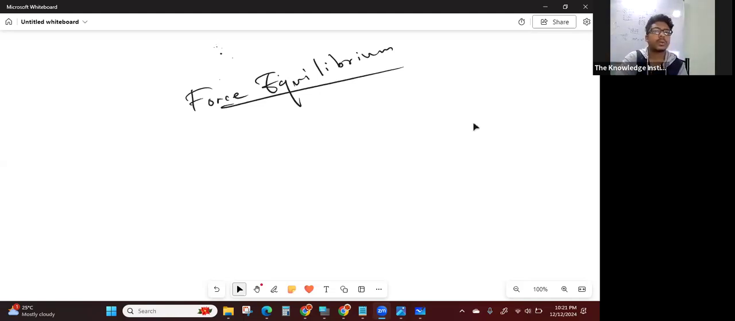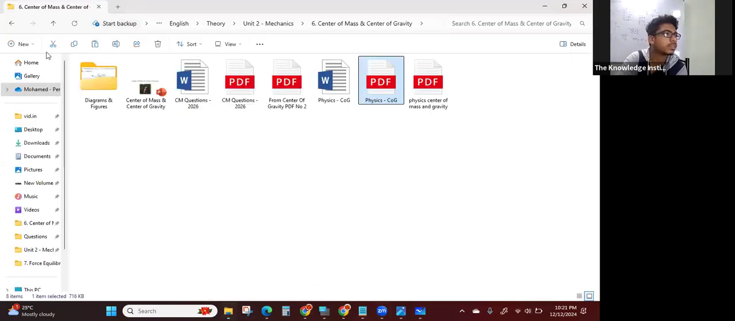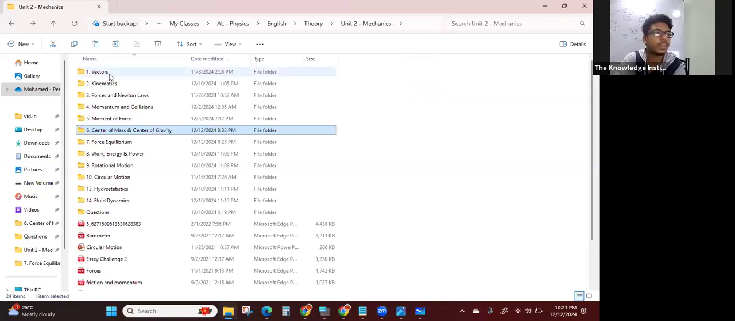So that would be our next topic, force equilibrium. And in mechanics, we have to discuss more lessons. I can show you the remaining chapters. Vectors, we are done. Kinematics over, force and Newton's laws over, momentum and collisions finished. So we have done up to here. We have force equilibrium, which we can finish in one class.